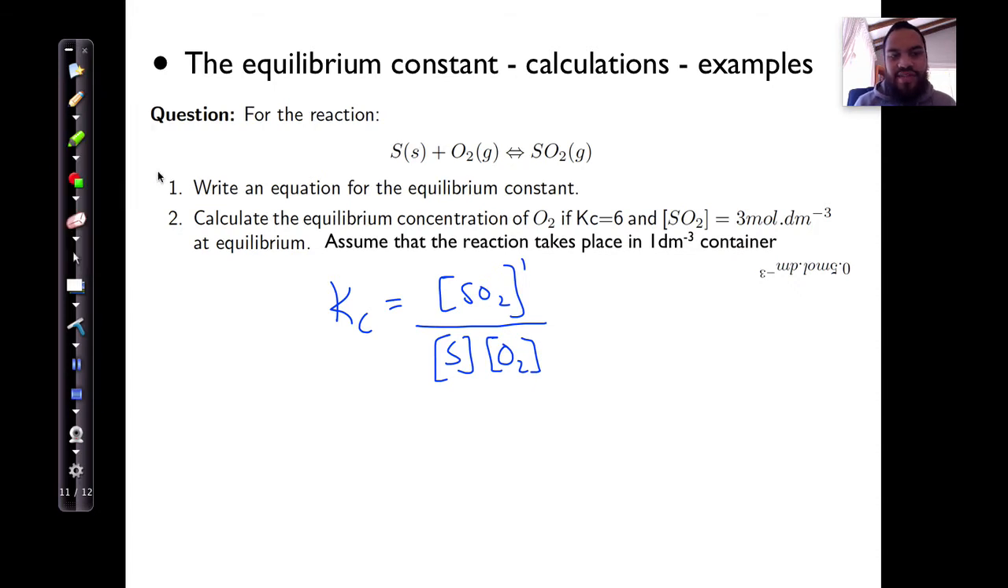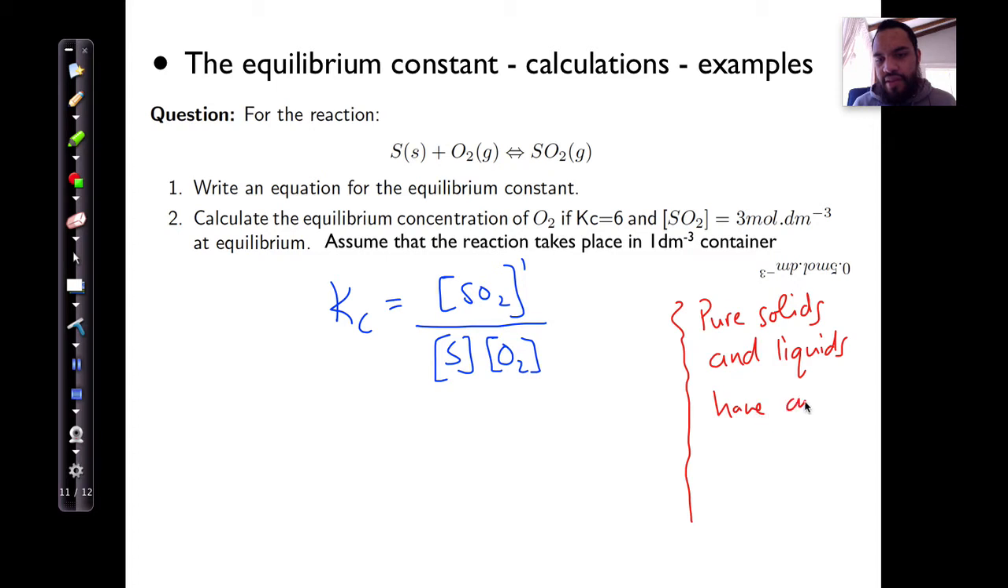Now something I didn't tell you in the previous slide, we've done that now, is that pure solids and liquids have a concentration at equilibrium of 1. In other words, they don't affect the Kc value. Okay, so that means that this thing over here, the sulfur, its value when I substitute in this whole thing is going to be 1. So that answers question 1.